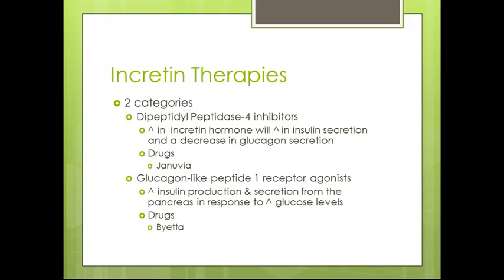Incretin therapies, there's 2 categories: dipeptidyl peptidase 4 inhibitors. Increase in incretin hormone will increase the insulin secretion, and a decrease in the glucagon secretion. The drug is Januvia. You see the advertisements quite frequently on TV. Glucagon-like peptide 1 receptor agonist is the other type. Increases insulin production and secretion from the pancreas in response to increased glucose levels. The medication under this category is Byetta.